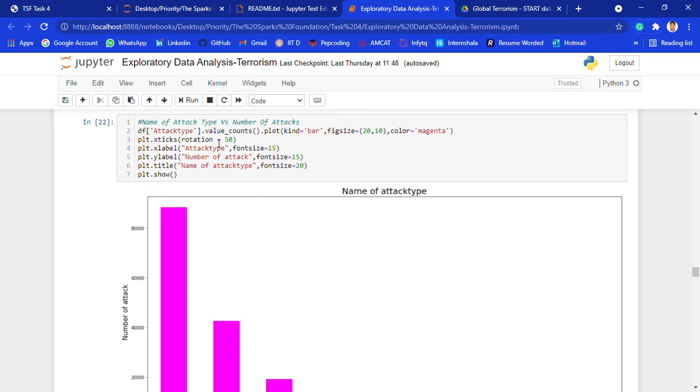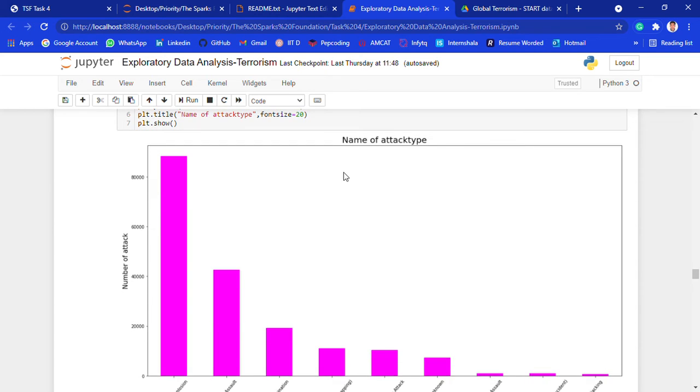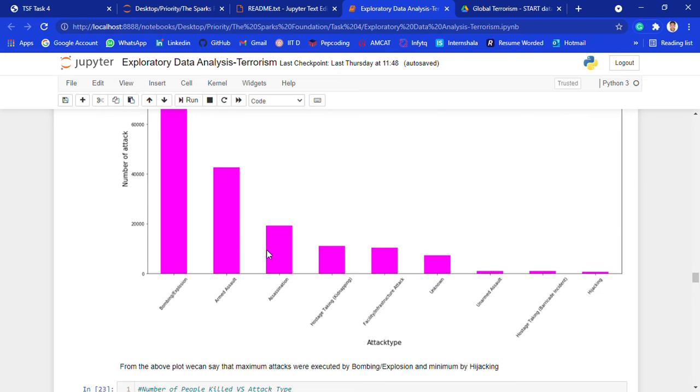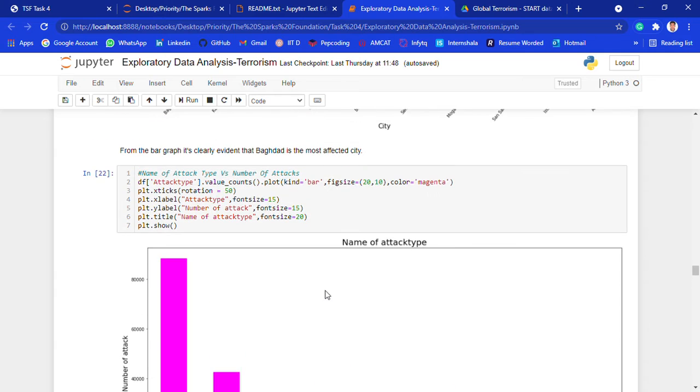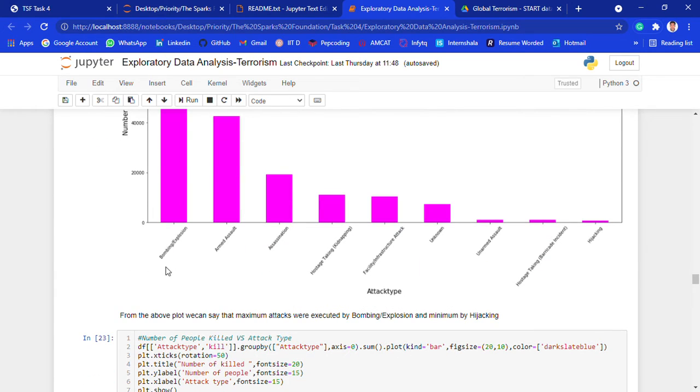We will analyze the type of attack against the number of attacks. The types of attacks are basically bomb explosion, armed assault, assassination, hostage or kidnapping, facility or infrastructure attack, unknown attacks, and unarmed assaults. These are some types of attacks that usually take place, and we can clearly say that bombings and explosions have hugely taken place over time, while the minimum number of attacks in these years is hijacking.